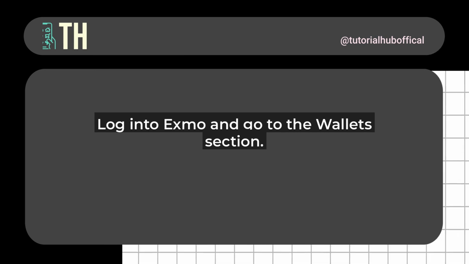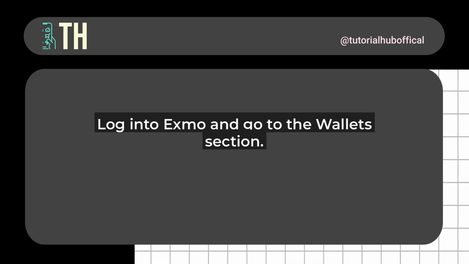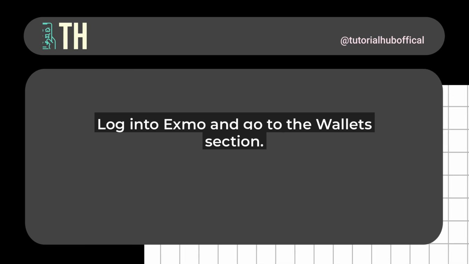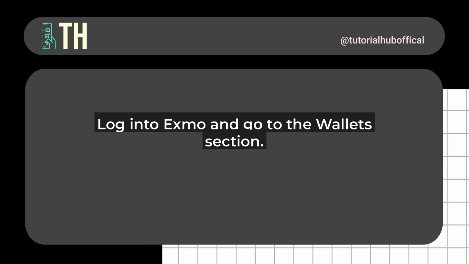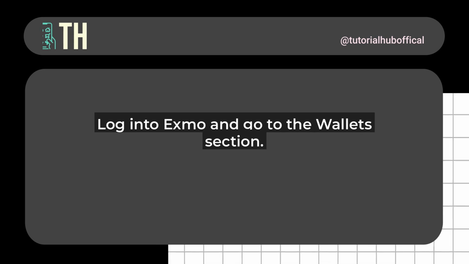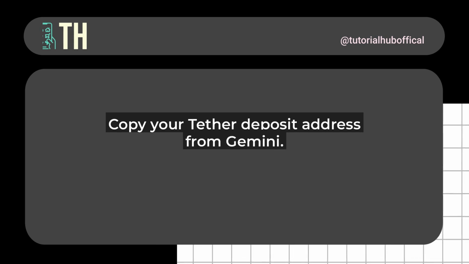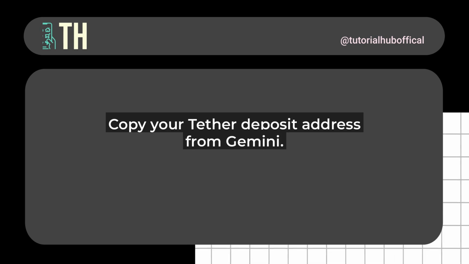Log into your Exmo account. Once you're in, head over to the Wallets section and select your Tether balance. You'll see an option for withdrawal. Click that. Now, before you proceed, you need the receiving address from Gemini.